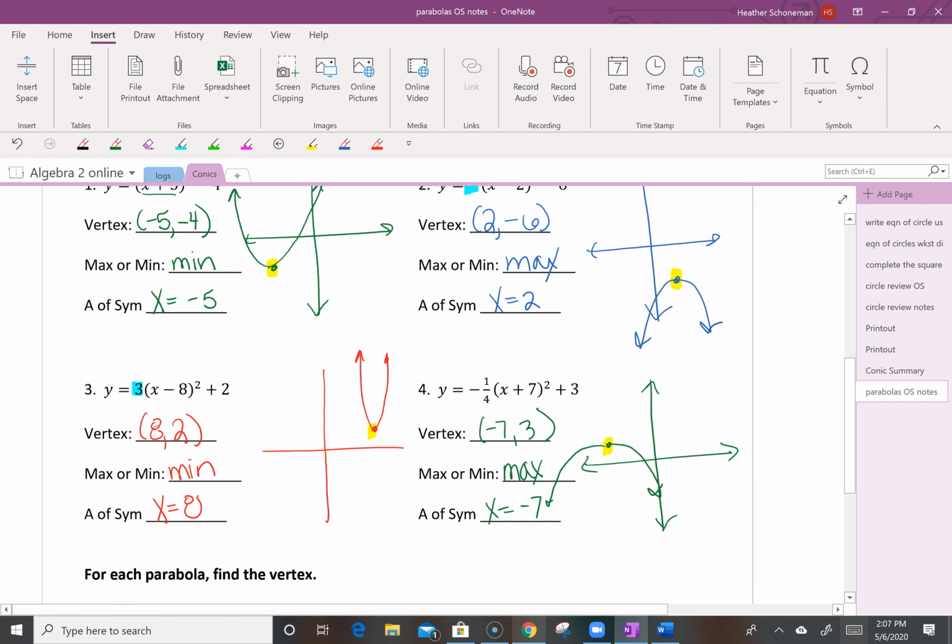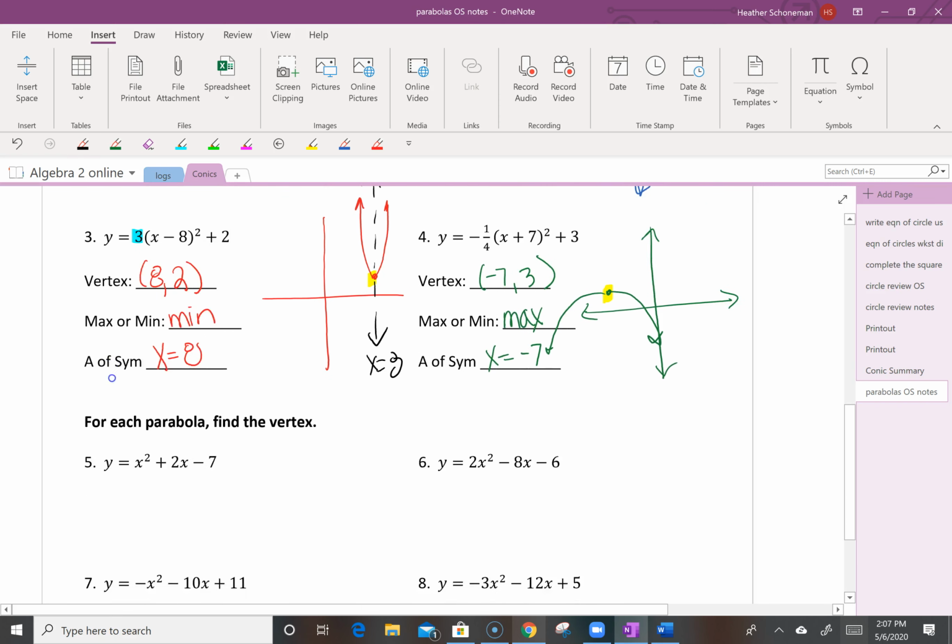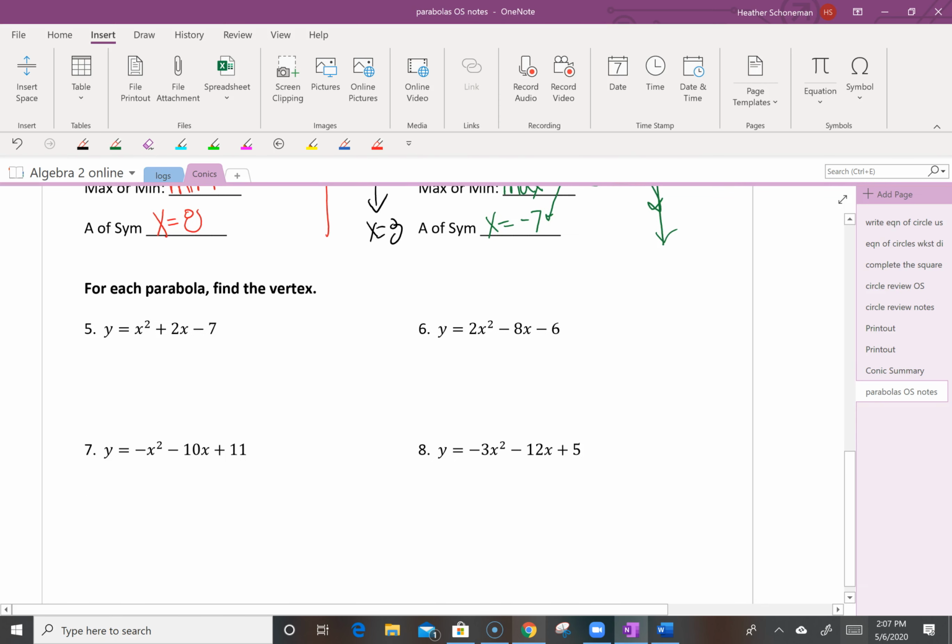All right, now what I didn't draw was the axis of symmetry, but x equals is a vertical line. So this line right here would be x equals 8, and it would fold the graph in half over that line. You don't need to draw it. I just want you to know where it was. Okay, well, what if the parabola is not in standard form? Then how do we find it?